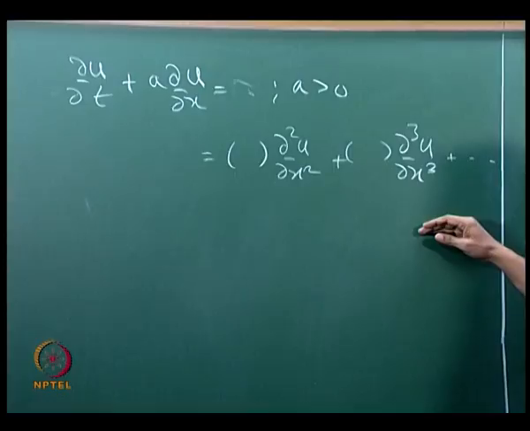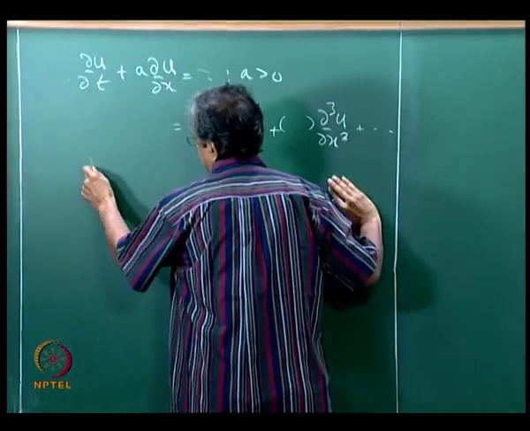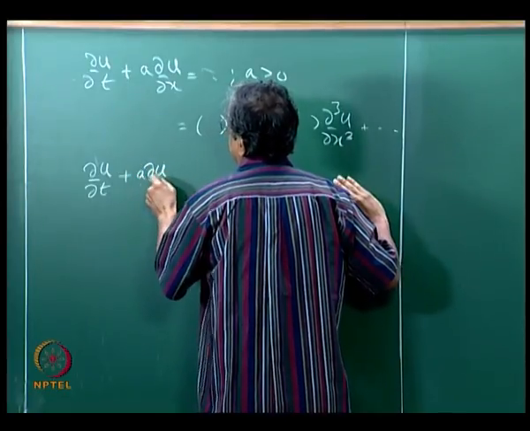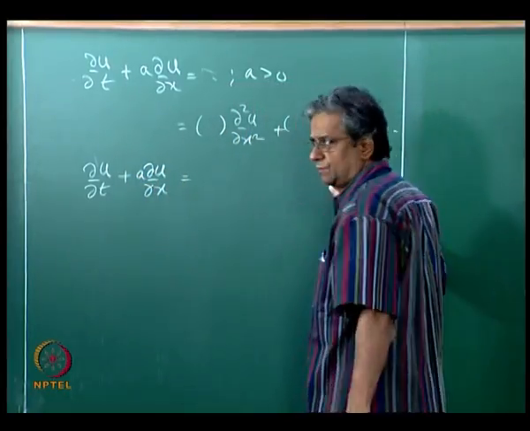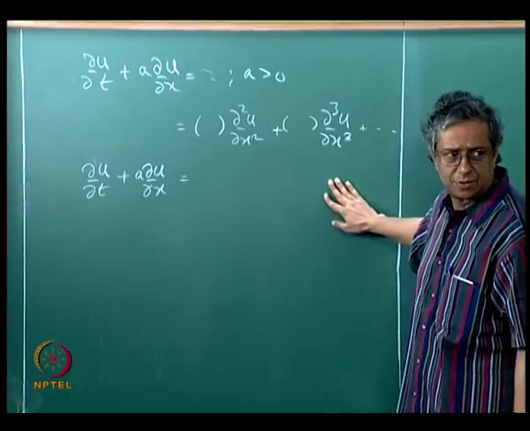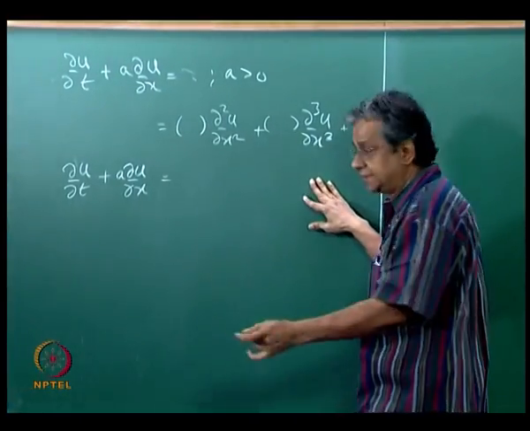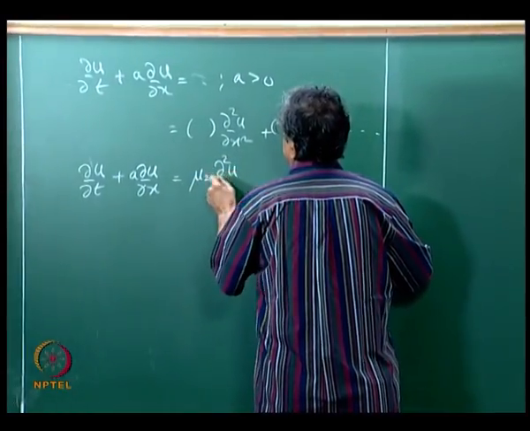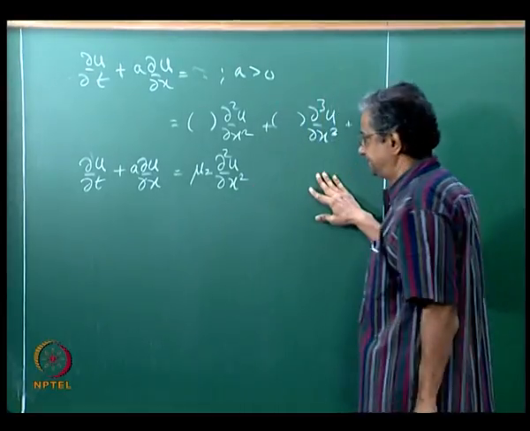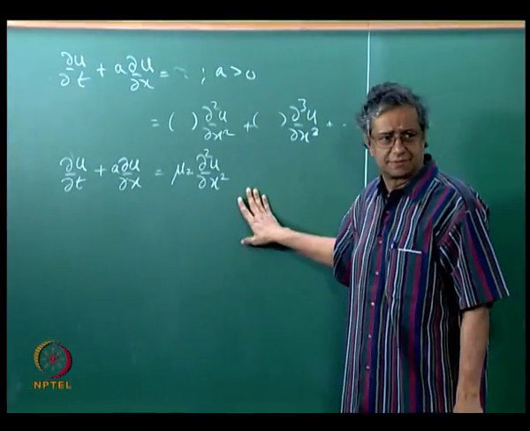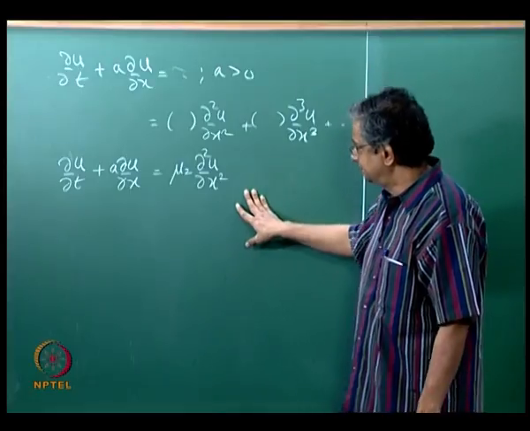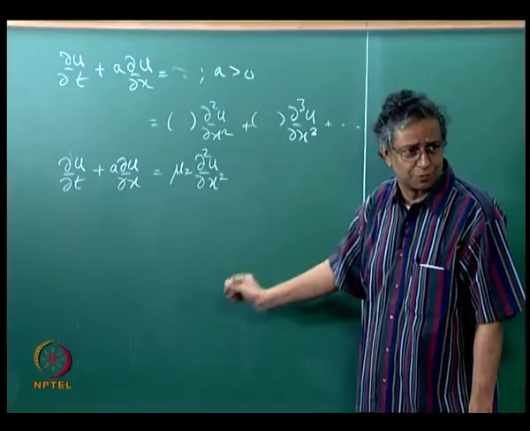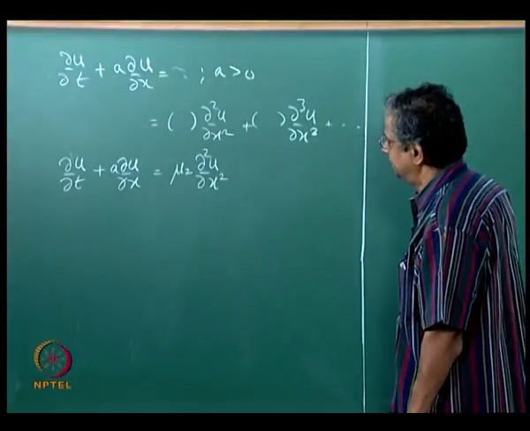So we then asked the question, just take one such term. The equations are linear, so why don't I deliberately add a term on the right hand side, which has ∂²u/∂x². Mu2 is a constant, and very suggestively I have called it mu2. Clearly I am going to have a mu3 and a mu4.